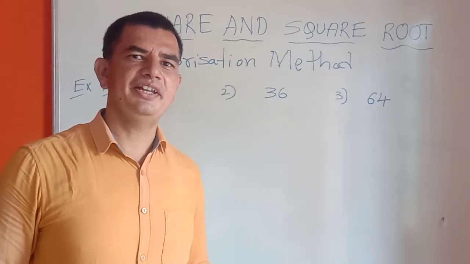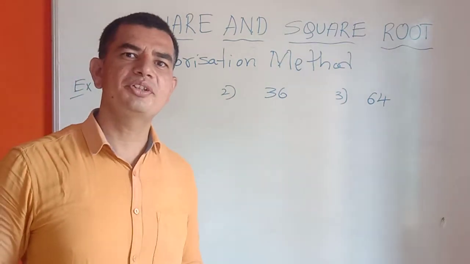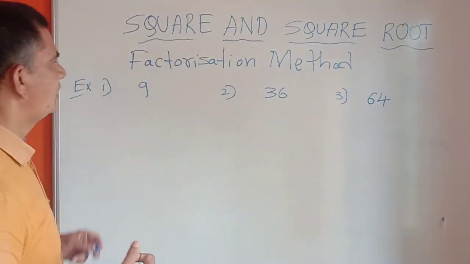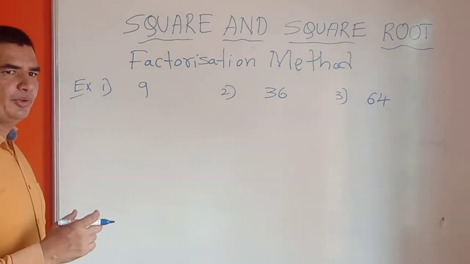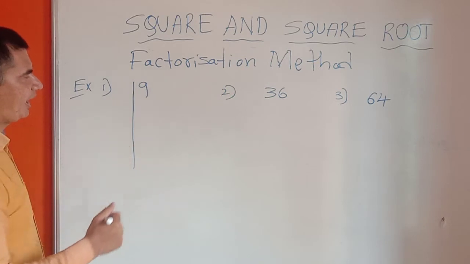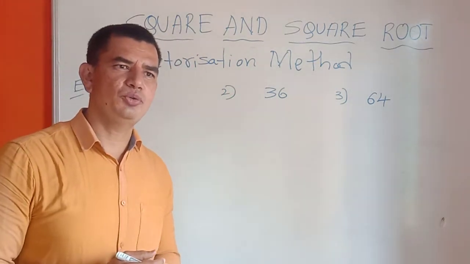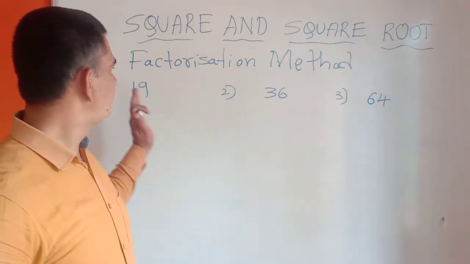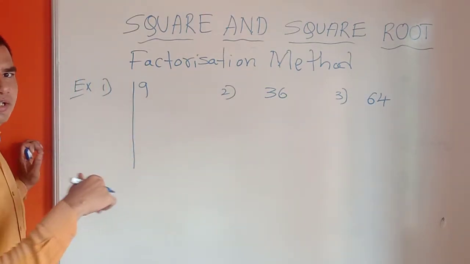So students, let's see here. I have given three examples, and I have written how to find the answer by the factorization method. Let's start with the smaller number. They have given 9. We have to put one line here, and we take prime numbers only, starting with the smallest prime number, that is 2. Is it possible to divide 9 by 2? It is not possible. In the 2 table there is no 9. So the next prime number is 3.